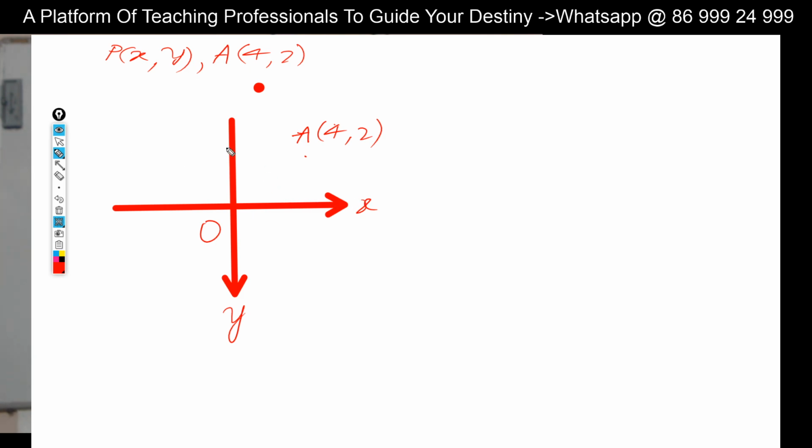Now A is 4, 2. Let me take the point on the locus as xy.